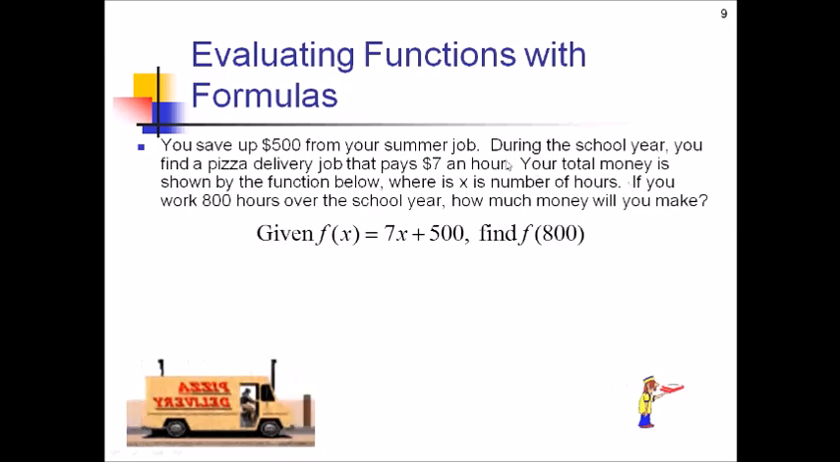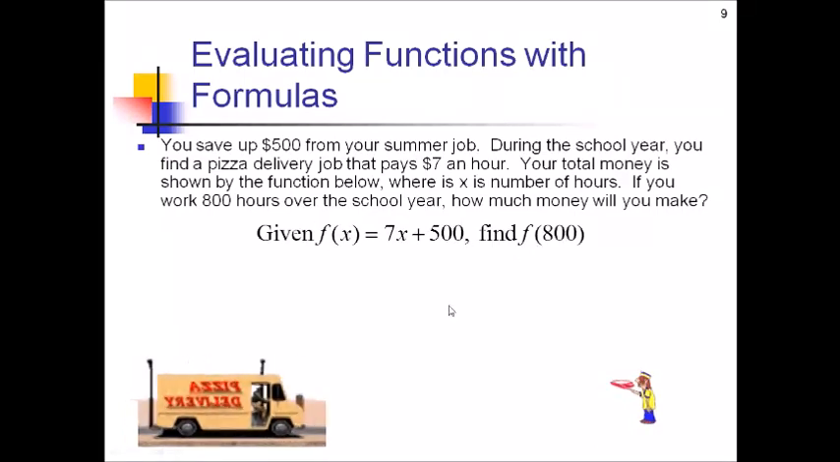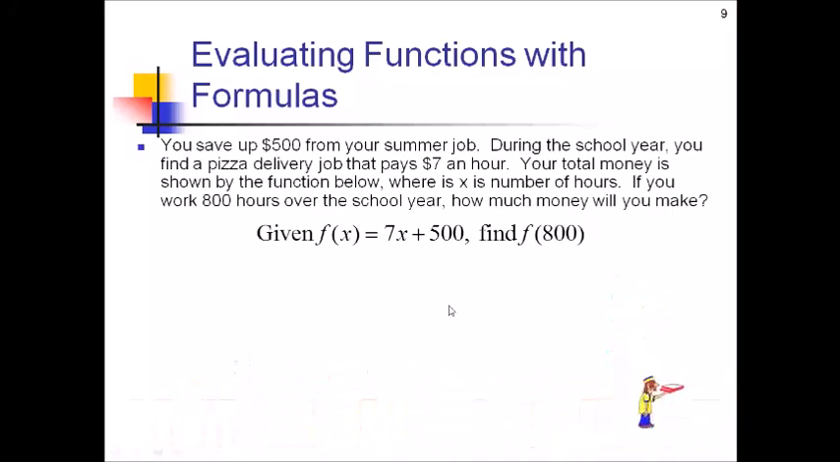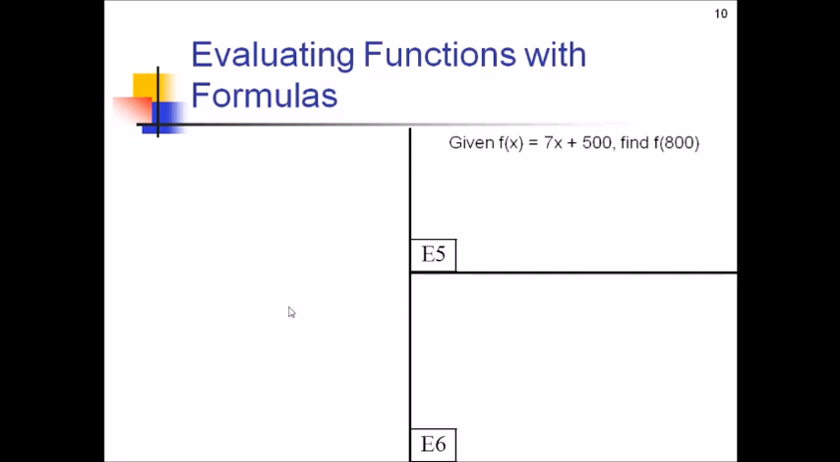So let's say you work 800 hours over the school year. How much money are you going to make? So we have a formula for how much money you've made, and we want to plug 800 into that formula. So this is a real-life function here. So let's go ahead and evaluate this now. Oh no, you got to look out for those falling pizzas. So here's the problem we were just looking at. If we have f of x equals 7x plus 500, we want f of 800.